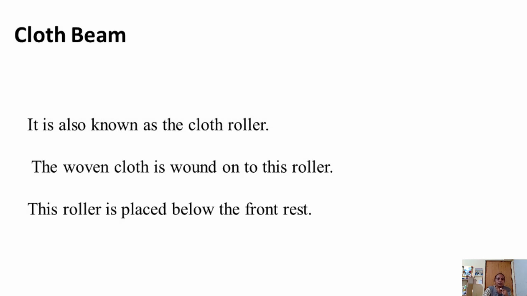Next is the cloth beam. It is also known as the cloth roller. The woven cloth is wound on this roller. This roller is placed below the front rest. So it is fixed to the front rest.